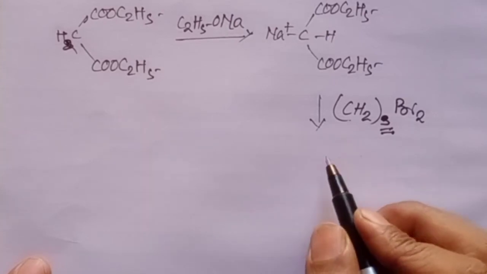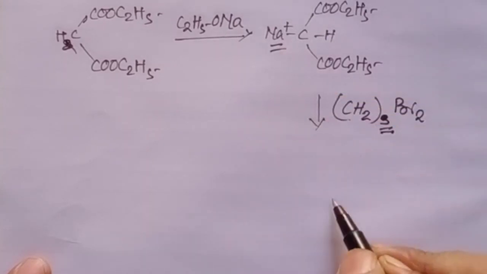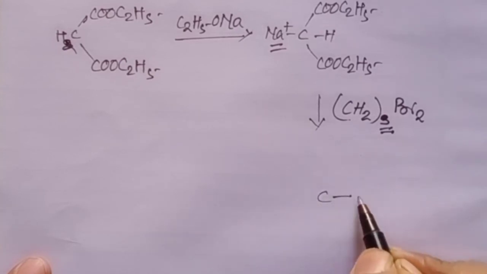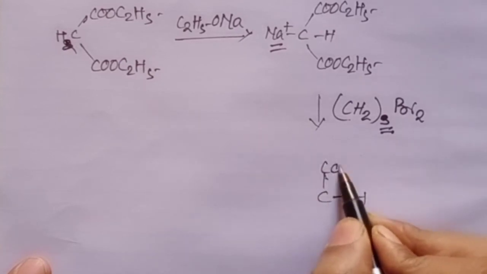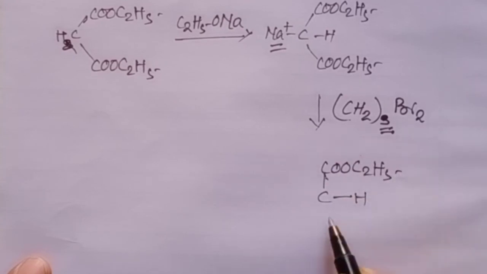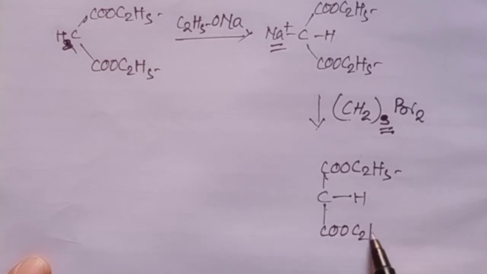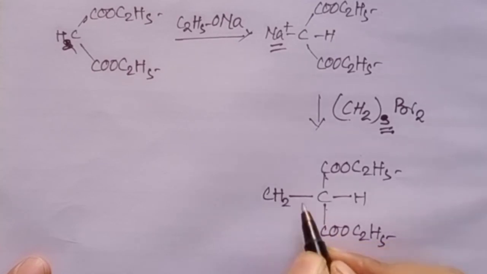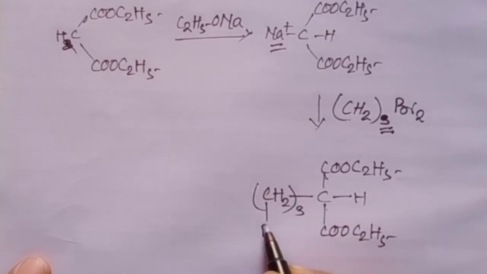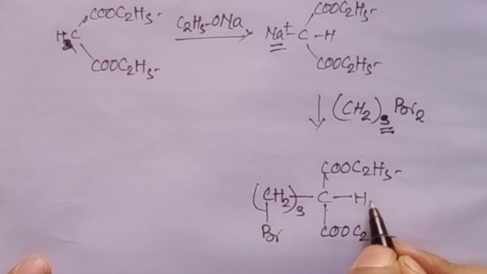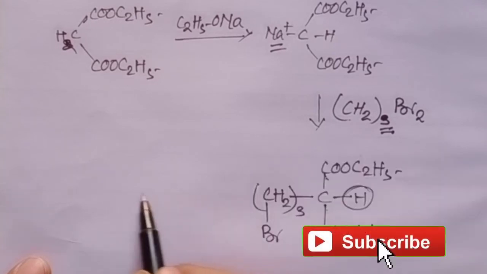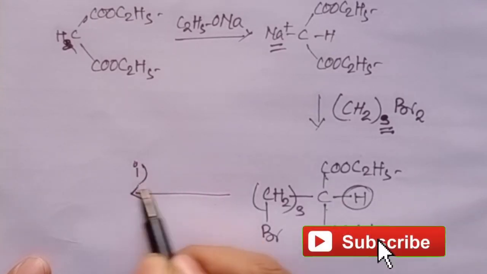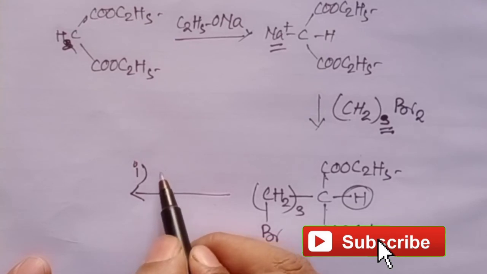So which will remove the Br, and it will be as it is. CH, COOC2H5, COOC2H5. How many CH2? Since 3, so it will be 3. 1 Br will be here. Since this one is acidic, it can undergo the same process, and this time it will be intramolecular. So first add a base, that is highly basic.